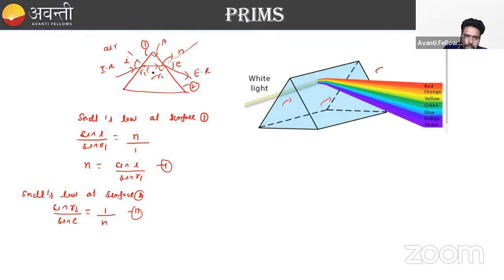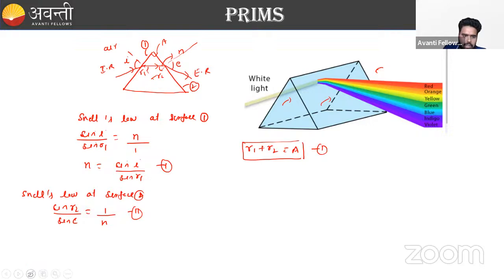And by applying the geometry here, we observe that R1 plus R2 equals A. That is a very important result by applying the geometry, because we know that this is a triangle and the sum of angles of a triangle is 180 degrees. So in this manner, we can write R1 plus R2 equals A.